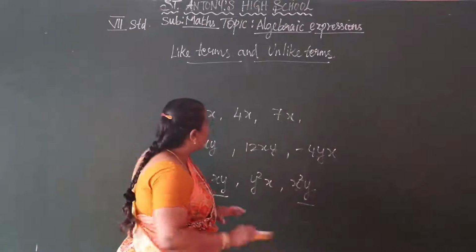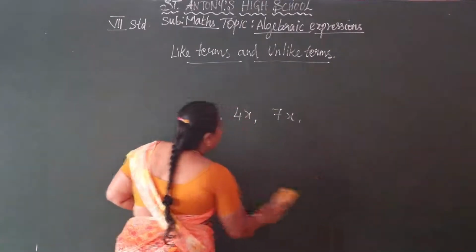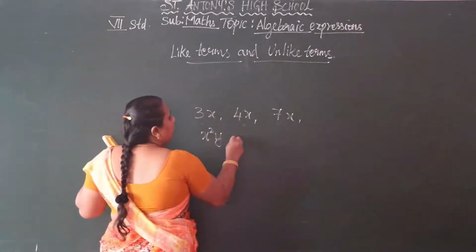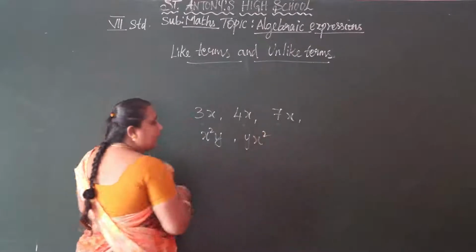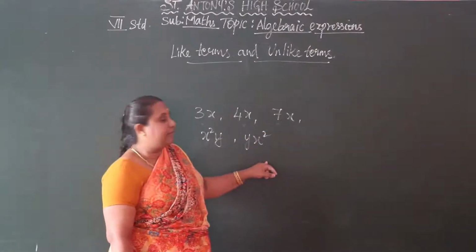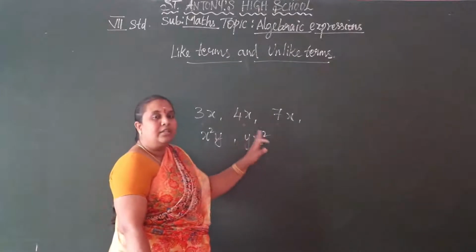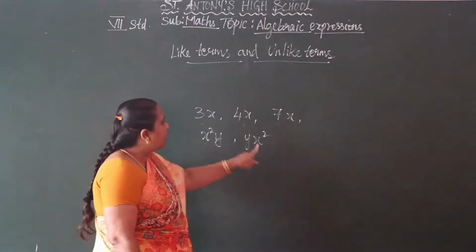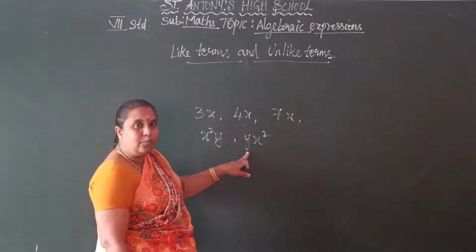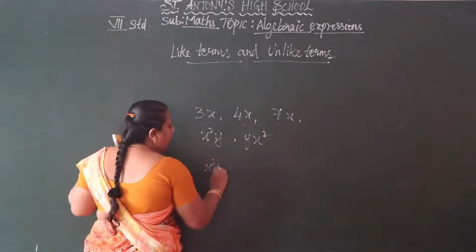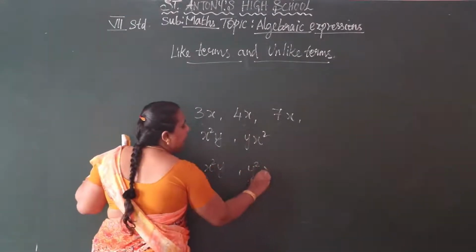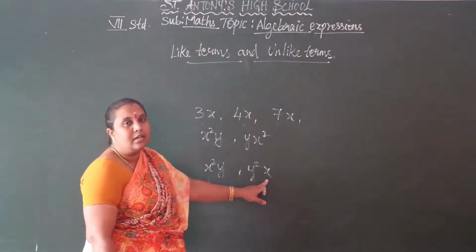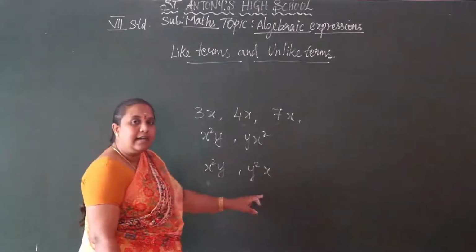So for example, like terms, I told you, 3x, 4x, 7x, or we have x square y and y x square. These are like terms, even if the coefficient differs, as long as the powers and the exponents are the same. Here x square, here also x square, here y and here also y. If we have x square y and y square x, the y differs and the x also differs. These two are not like terms. These two are unlike terms.